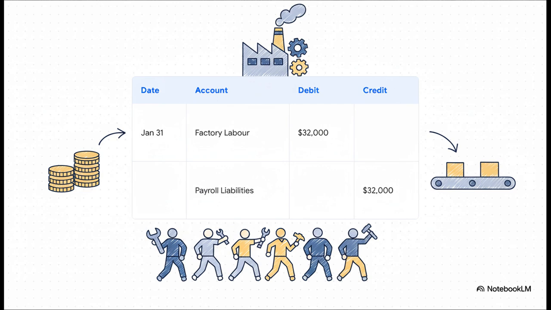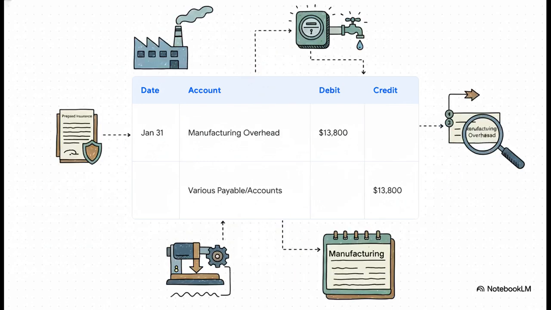Simultaneously, we must account for factory labor costs. For this period, the total incurred is $32,000. It's important to remember this isn't just wages. It also encompasses employer payroll taxes and benefits. These costs are initially recorded in a temporary clearing account called factory labor. And that brings us to the third category, manufacturing overhead. This account is something of a catch-all for all indirect product costs. We're talking about things like factory utilities, property taxes on the plant, and depreciation of equipment. All of these indirect costs, amounting to $13,800 here, are accumulated in the manufacturing overhead control account.